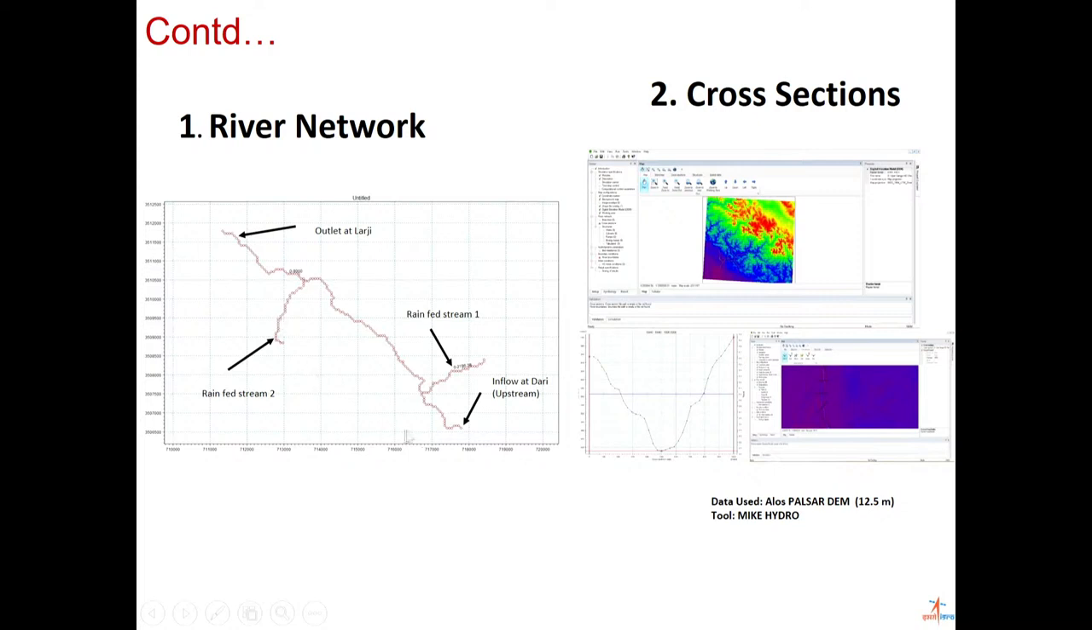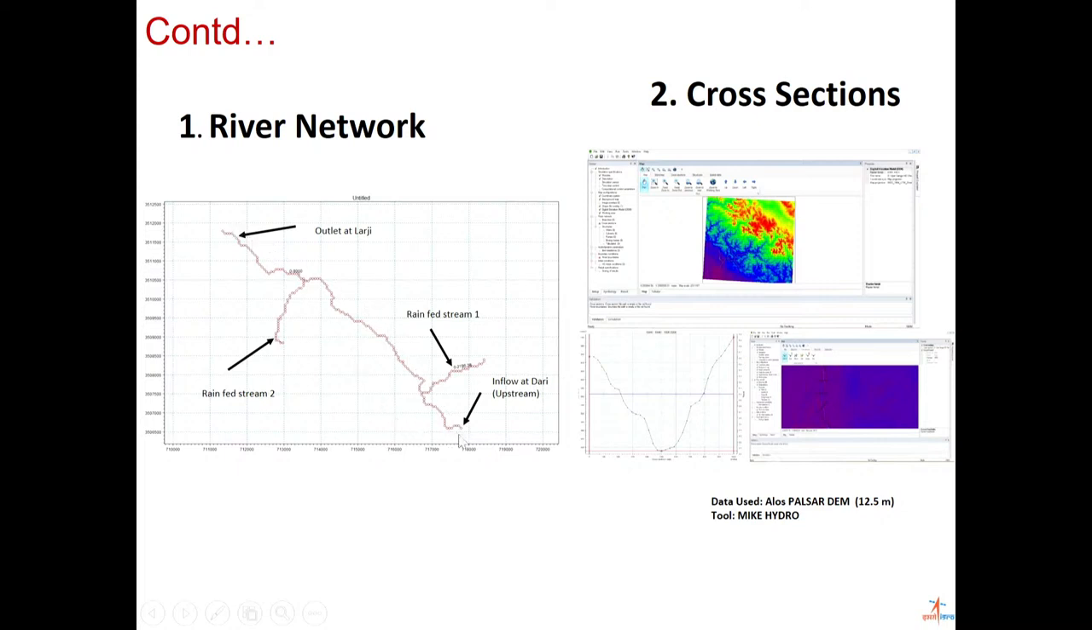Now here you can see, as I said, I'm looking for the river network that is of 9 kilometers. From here, this is Dari. Dari is one of the villages along the Tirthan river, right from Dari to Larji. So this is the river I'm looking for.